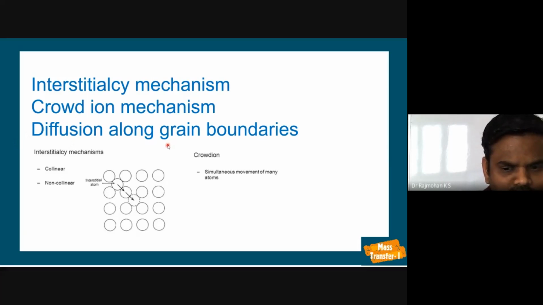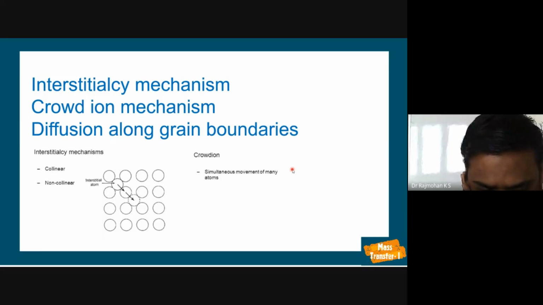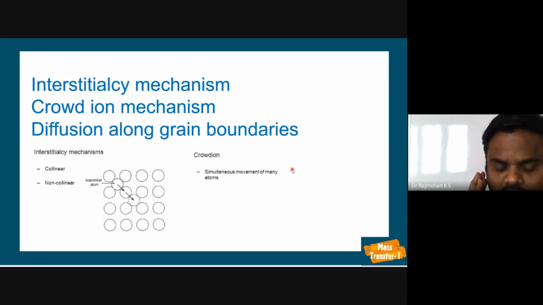We have another mechanism called diffusion along grain boundaries. This is what I was telling you about in the case of metals, when you add chromium. The diffusivity in a single crystal metal is always substantially smaller than that in a polycrystalline sample, because the latter has diffusion along grain boundaries and dislocations.